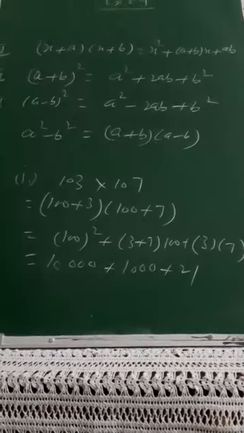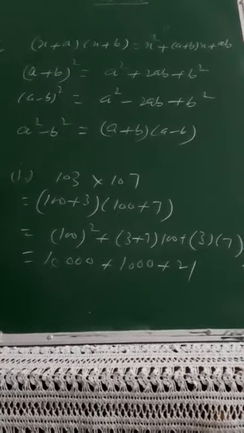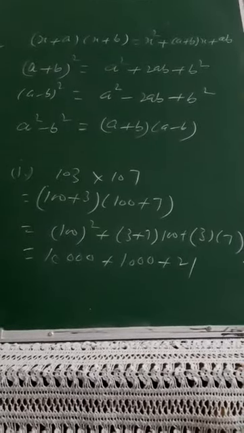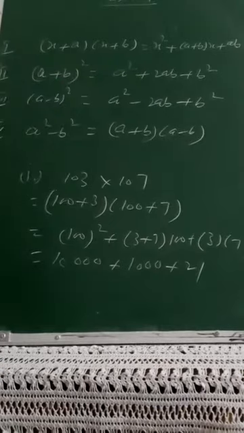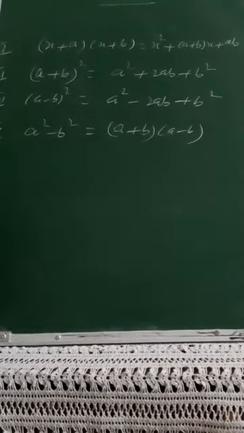So in that way you can check 95 into 96. Again you can take that 100 minus 5 and 100 minus 4. So again that will be there in the form of x plus a into x plus b. So that you can check for question number 2.